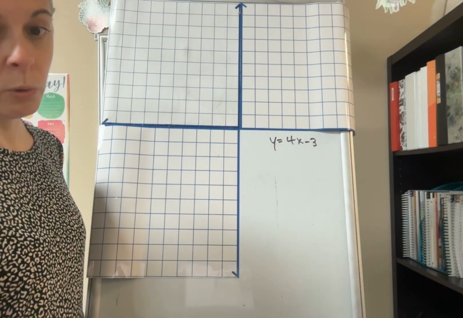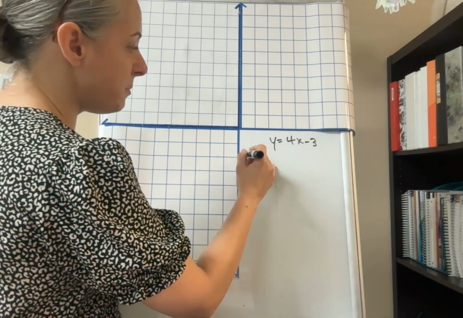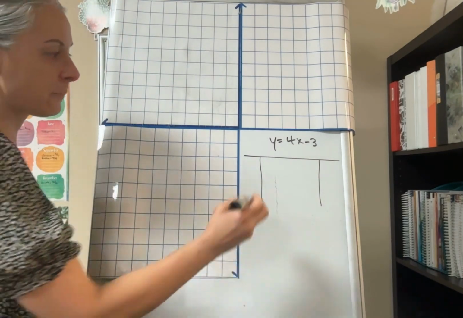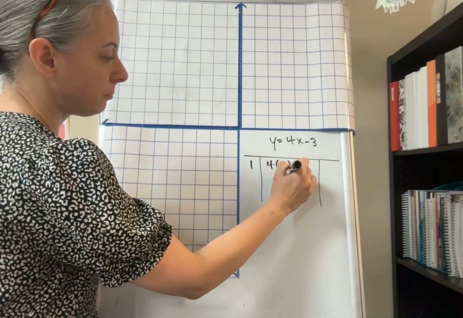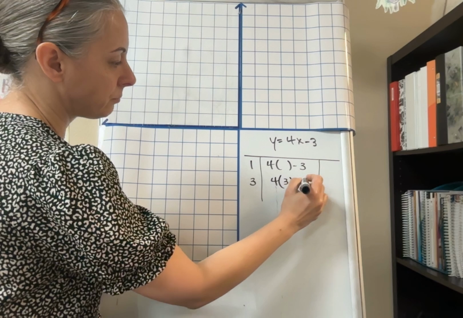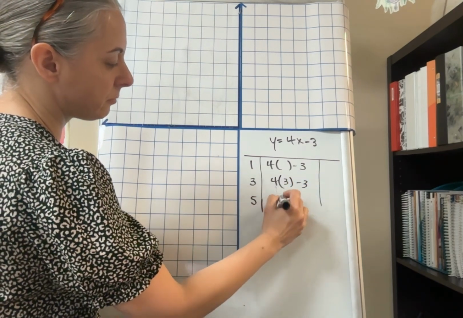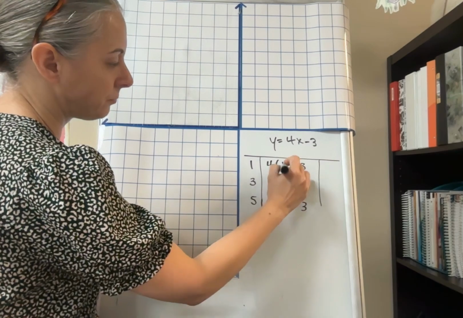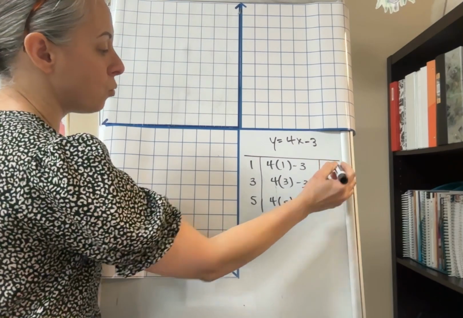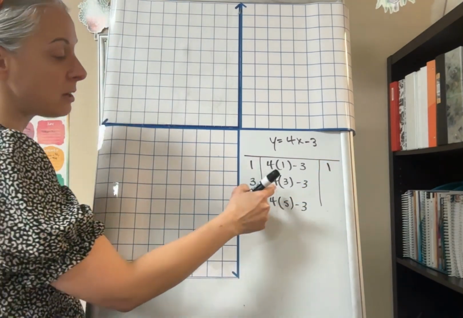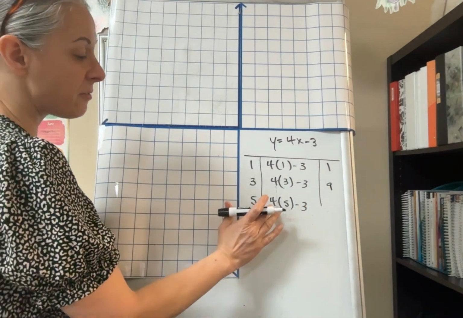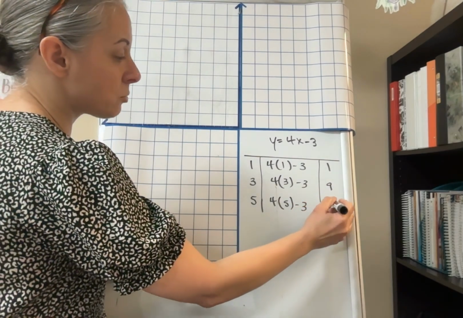So here's what we want to do. We want to make some ordered pairs. So give me some input values. What do we want to try? We'll try 1. We can try 3. We can try 5. So what's my output if my input is 1? 4 times 1 is 4, minus 3, 1. What's my output if my input is 3? 4 times 3 is 12, minus 3, 9. What about if my input is 5? 4 times 5 is 20, minus 3, 17.